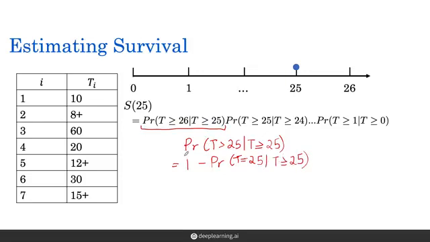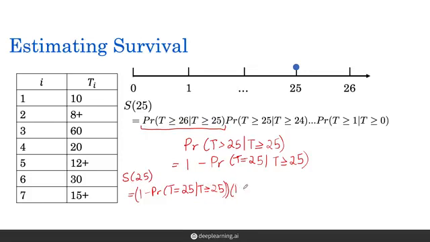So let's look at what's happening here. We're looking at the probability that the event happens after 25 months, given it happens at or after 25 months. And this is going to be 1 minus the probability that it happens at 25 months, given it happens at or after 25 months. So we're going to use this to extend this expression a little further to say S of 25 is going to be 1 minus probability of having an event at 25 months, given it happens at or after 25 months. And this is going to be the first term.